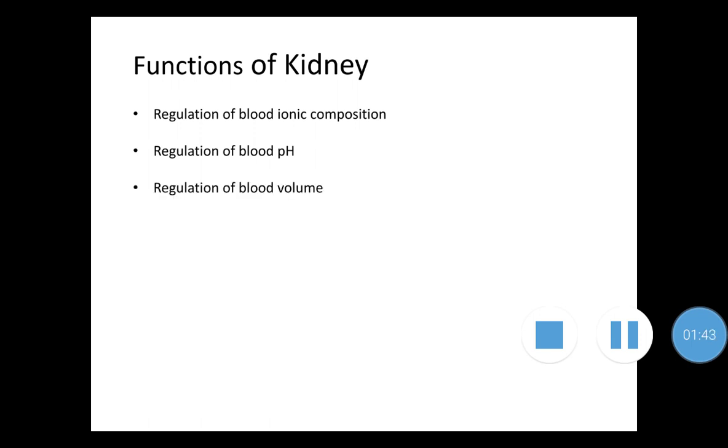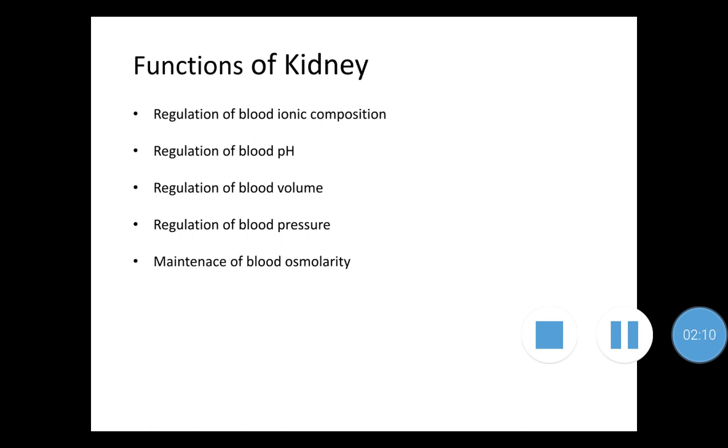The kidney is conserving or eliminating the water in the urine, so it regulates the blood volume. Then the regulation of the blood pressure. The kidneys secrete the enzyme that is called the renin. The renin activates the renin angiotensin aldosterone system. If the renin is increased, that is also increasing the blood pressure.